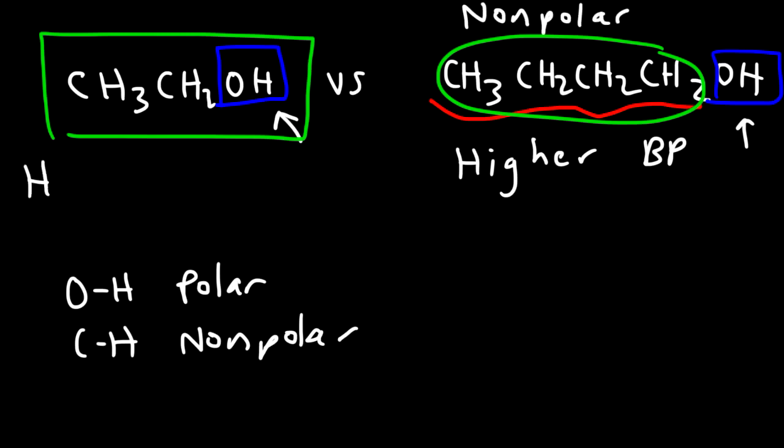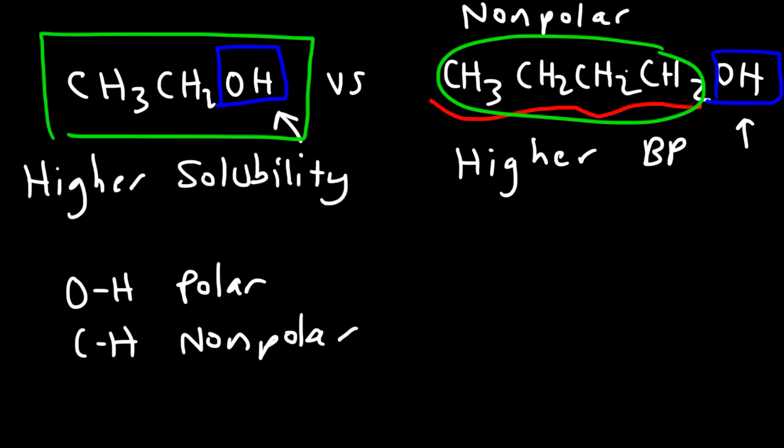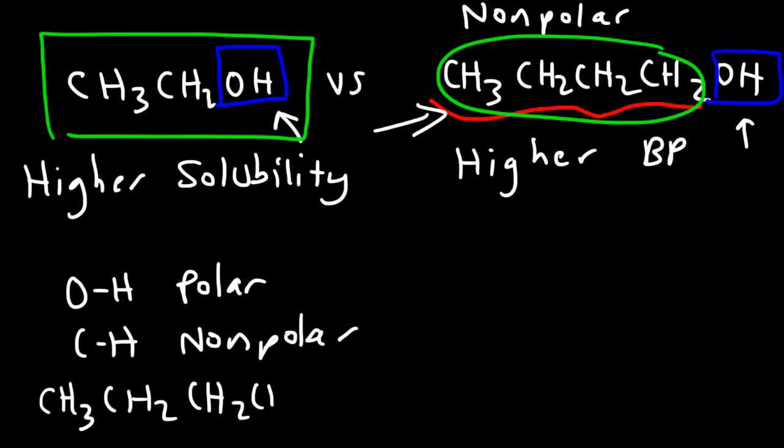So ethanol is going to have a greater solubility in water because the nonpolar region is smaller than this bulky nonpolar region. In fact, the solubility of butanol is small in water. You can dissolve some of it, but not much. Another example is 1-octanol, where we have a total of 8 carbon atoms.